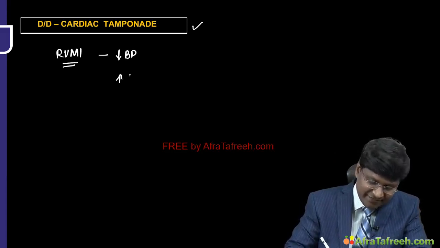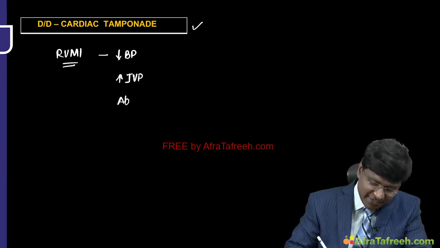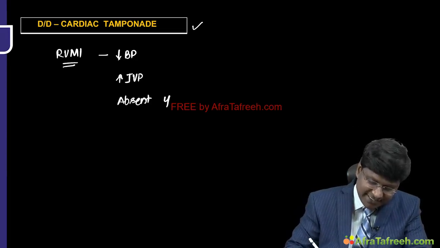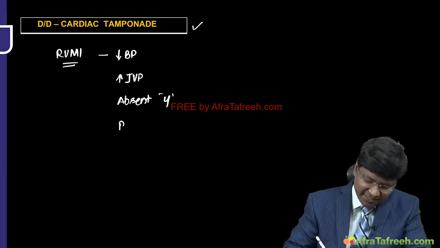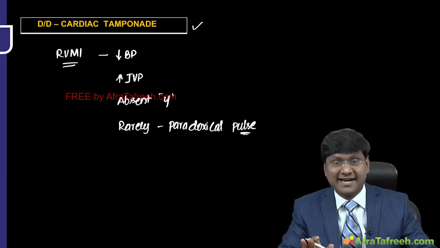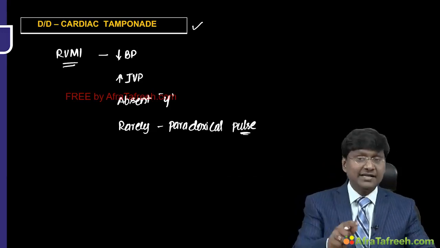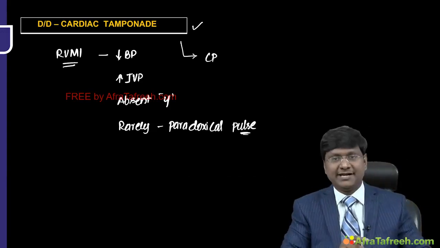And what will happen to the JVP? The JVP will be elevated in case of RVMI. And even in case of RVMI, there is an absent Y wave in the JVP, right? And occasionally, rarely, there can be a paradoxical pulse. Okay, so this will be the close differential diagnosis for cardiac tamponade. And another important differential diagnosis for cardiac tamponade is constrictive pericarditis, right?